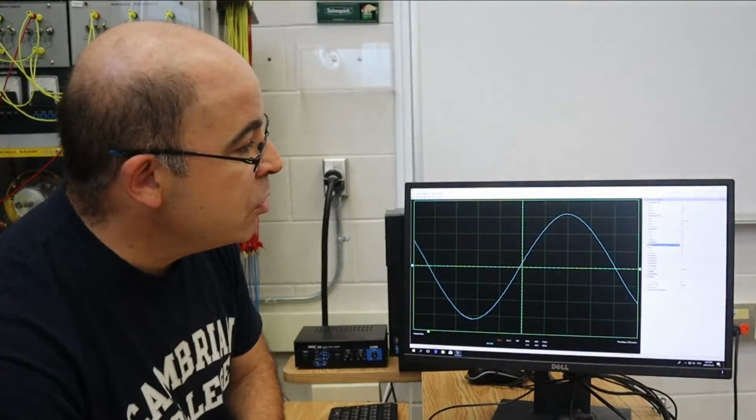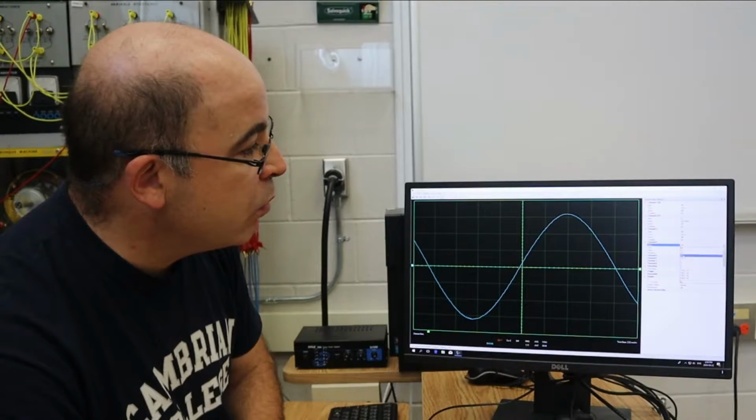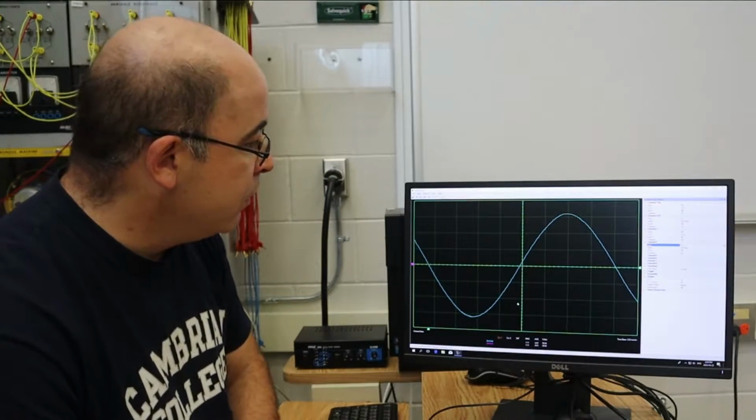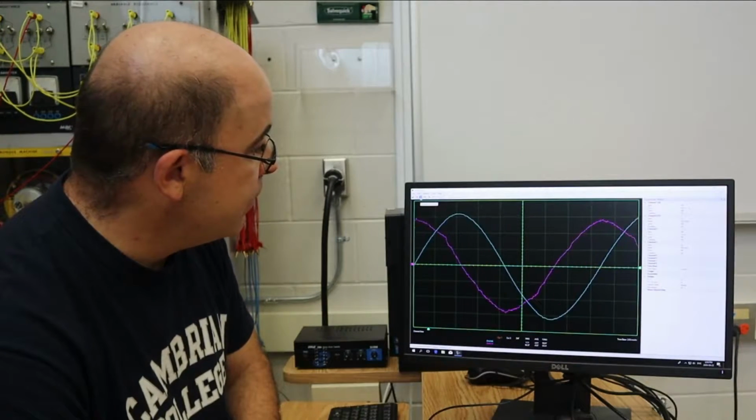Now let's turn on channel 4. Channel 4 is taking a reading right across the inductive load module. Now I've got to update this, and I'm going to freeze the screen.